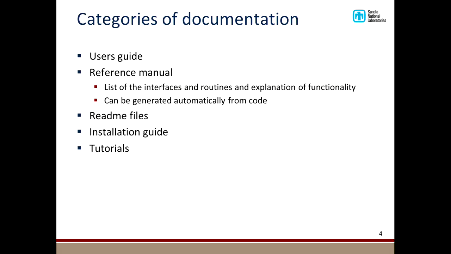There are several different categories of documentation. First of all, there's the user guide, which most people think of when they think of documentation. It tells the user how to use the code. There is also a reference manual, which lists the interfaces and routines and explains their functionality. This might be a little more useful for developers who are working on the project. This type of documentation can be generated automatically from the code, and that's what we'll be spending most of our session talking about today. Readme files are generally shorter pieces of documentation that might just live in the code repository.